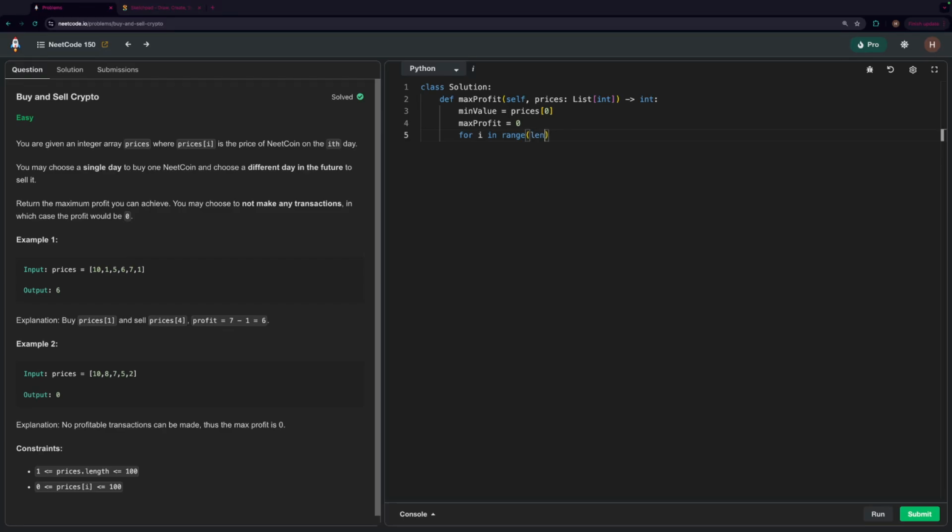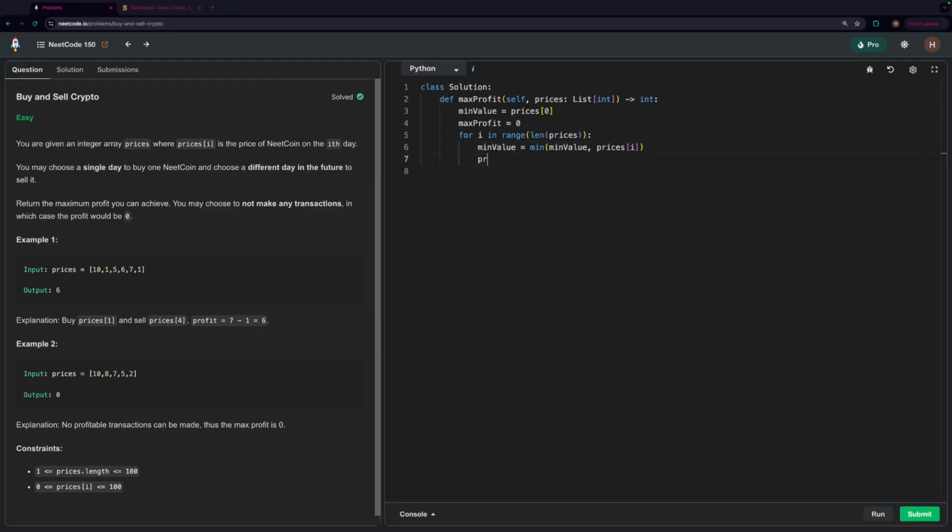So now we want to loop through prices. So let's do that. Now let's see, what should we do? Maybe the first thing we should do is compare. So we can say min value is equal to min of min value and prices at I, which is the current iteration that we're at. So on each iteration, if we have a new minimum value, we want to assign it.